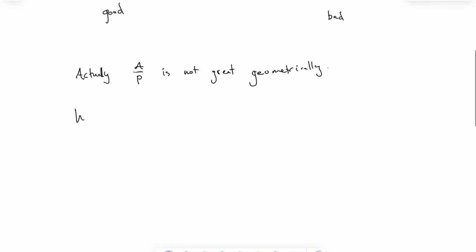For example, let's just take the easiest example I could think of, which would be a square. If I have a square, and let's just say it's a unit square, meaning the length of each side of the square is just 1. So this is 1, this is 1, this is 1, all right? This is the unit square. What would be area divided by perimeter?